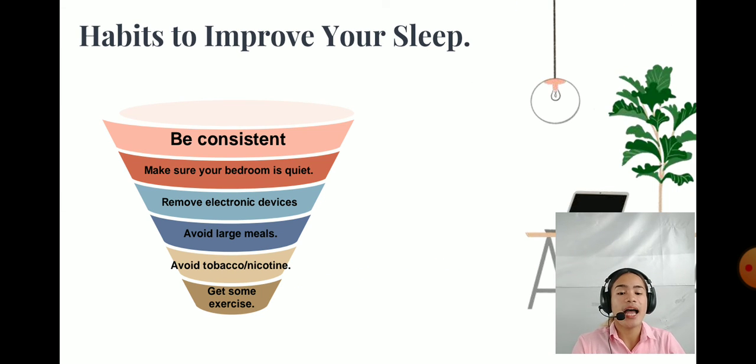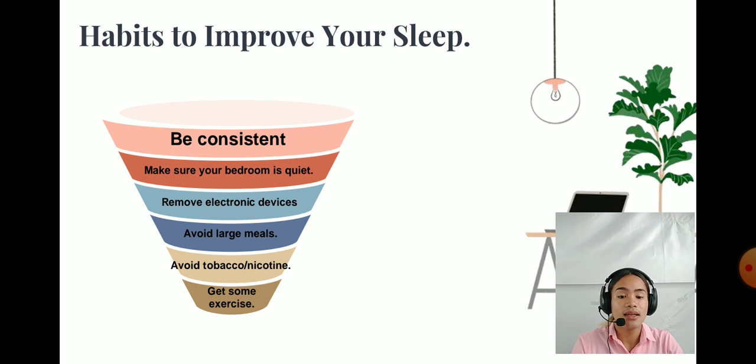There are some important habits that can improve your sleep health. Be consistent. Go to bed at the same time each night and get up at the same time each morning, including on the weekends. And also make sure your bedroom is quiet, dark, relaxing, and at a comfortable temperature. Remove electronic devices such as TVs, computers, and smartphones from the bedroom.